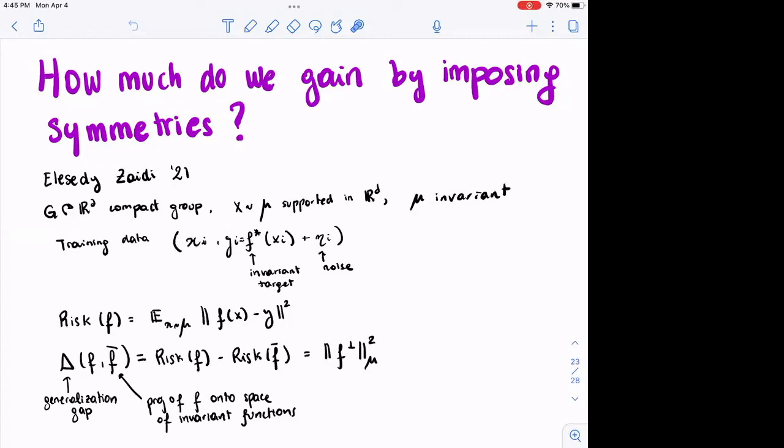If you do that, the risk of your projected function is always going to be smaller than the risk of your original function. And the amount that you gain is the norm of the part of your function that is in the orthogonal complement of the invariant space. So that's how much you gain. This tells you that if your target is invariant, you always gain something by imposing the invariance in some way. That's what it's telling you.